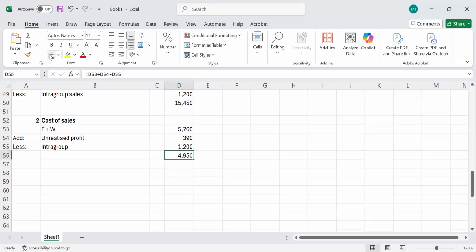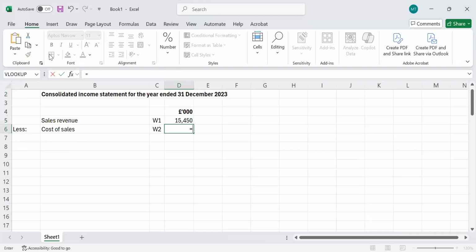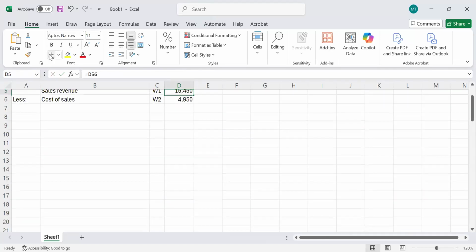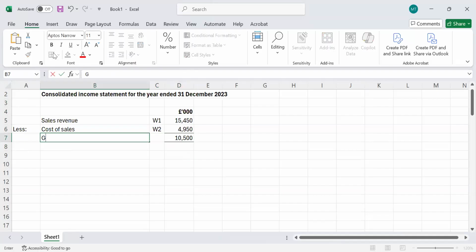So cost of sales 4,950 is then shown here so that we can calculate our gross profit figure. So these two figures are important to arrive at the gross profit. Gross profit is sales revenue minus your cost of sales, the consolidated cost of sales. So 10.5 million is your gross profit.